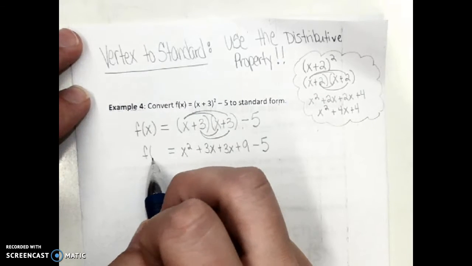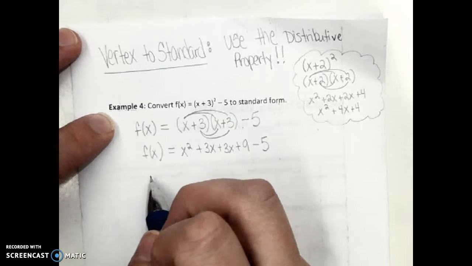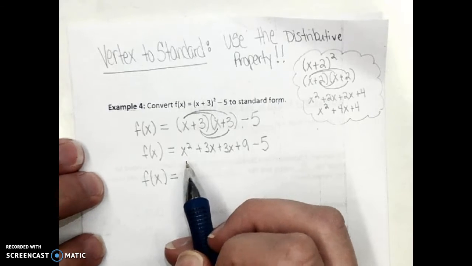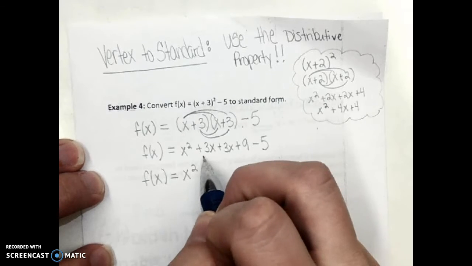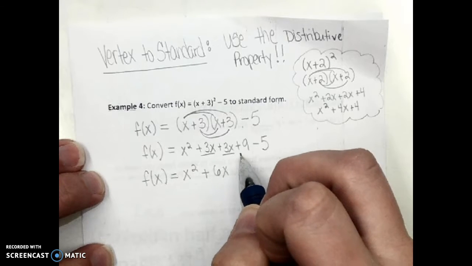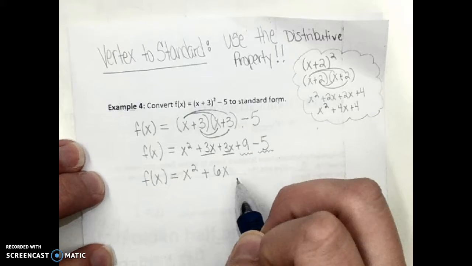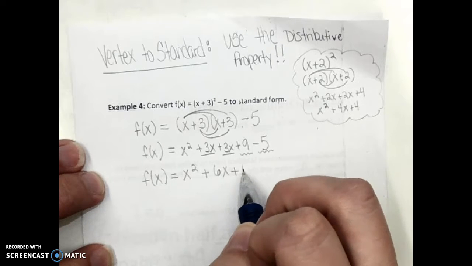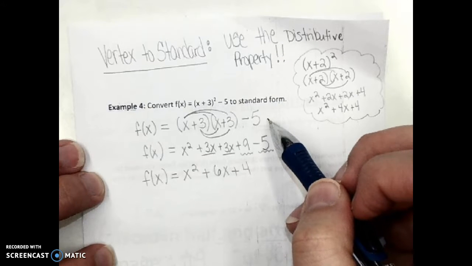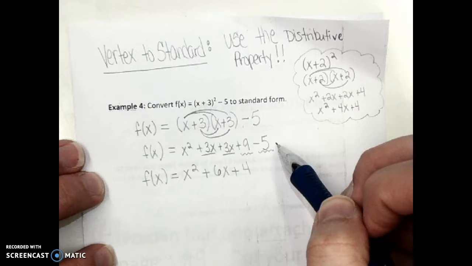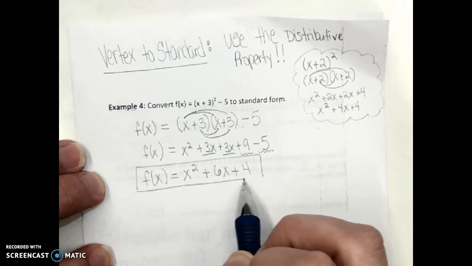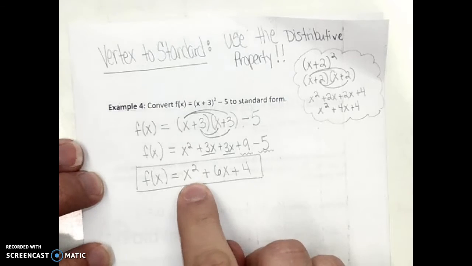All that's left to do is combine your like terms. F of x equals. That's the only x squared. It doesn't have any like terms, so you bring it down. 3x plus 3x is going to give you 6x. And positive 9 minus 5 are like terms, so that will give you a positive 4. So I use the distributive property, I combine like terms, and then I have standard form. I know this is standard form because I see x squared and I see x.